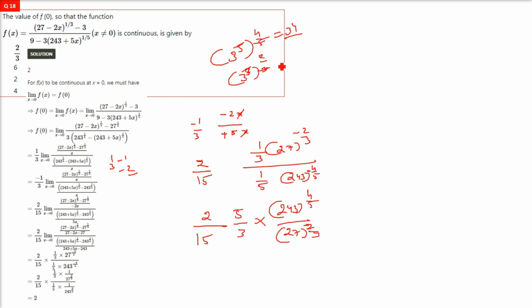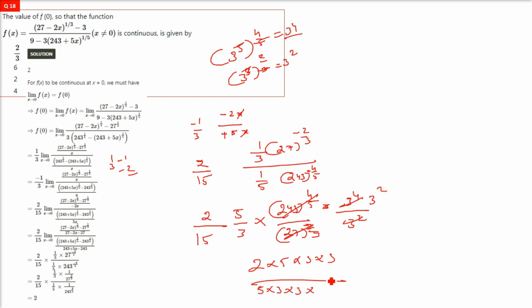Rest constant is already there. 2 by 15, 5 by 3, all is there. But you get here 3 raised 4, and you have 3 raised 2. So this gets cancelled, 3 square it is. Now you just take all of them. 2 into 5 into 3 divided by 15 into 3. So just cancel these out. Everything gets cancelled. Only 2 will remain. So the final answer is 2 here. The answer is 2. Okay.